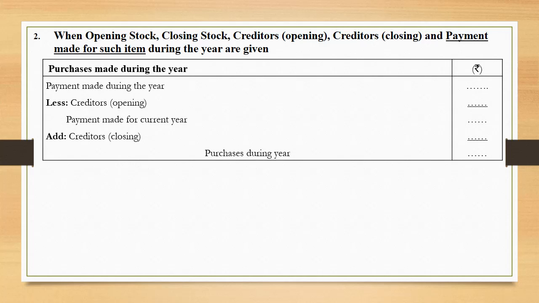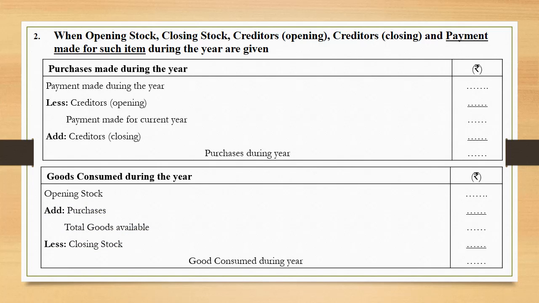Once you get the purchases, it is then very simple to calculate the consumption. Goods consumed during the year, the same format as we have discussed in case 1. Goods consumed during the year will be equal to opening stock plus purchases minus closing stock. So this will give you the goods consumed during the year.